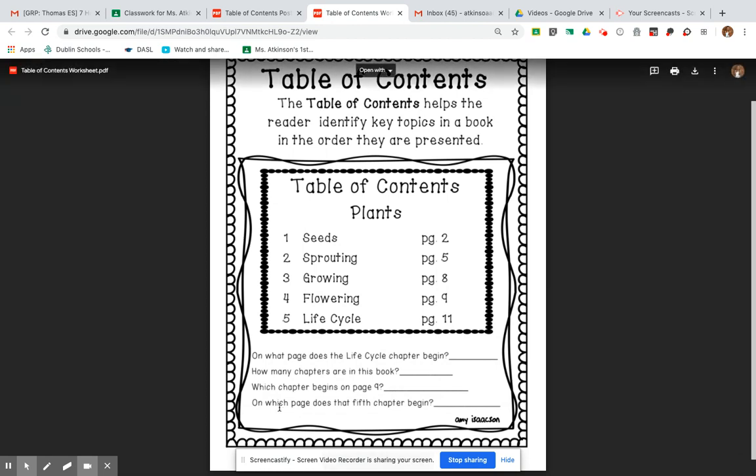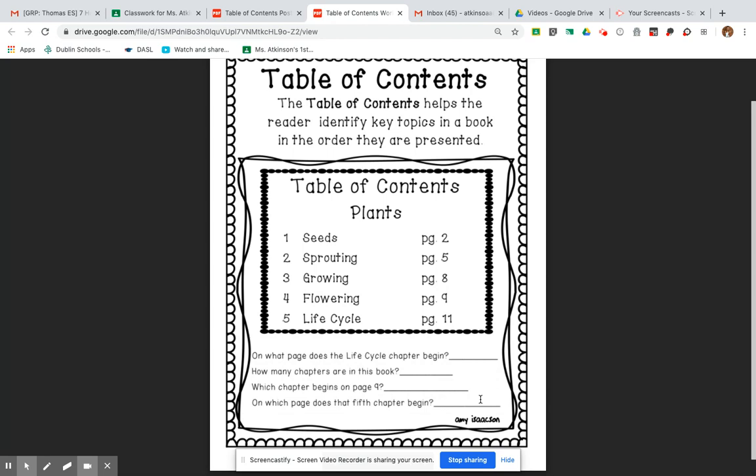Here's our last question. On which page does that 5th chapter begin? So we know the page numbers are over here. Here are the chapter titles. And then here are our chapter numbers. So right down here, we see chapter 5. We know that is the life cycle. And right here, it tells us what page it begins on. So friends, what page number is that? You're right. It starts on page 11. So Miss Atkinson down here at the bottom would write page 11.